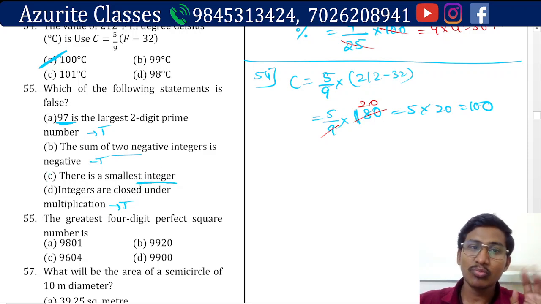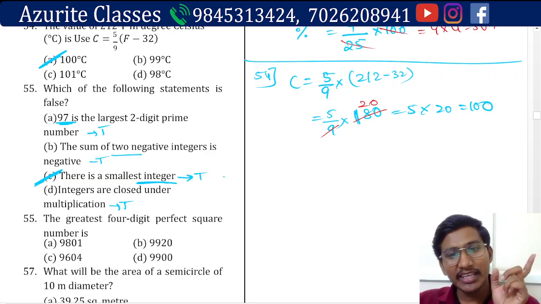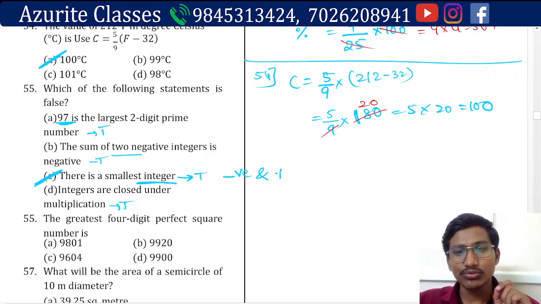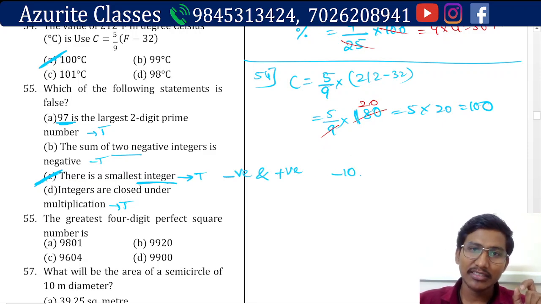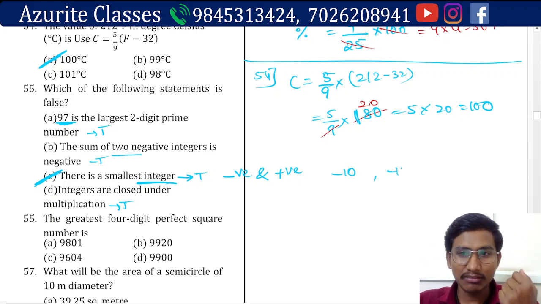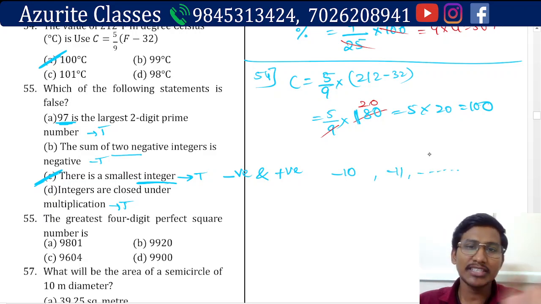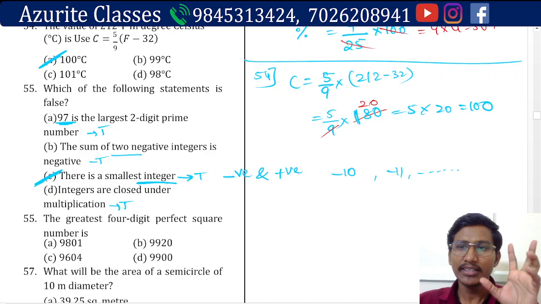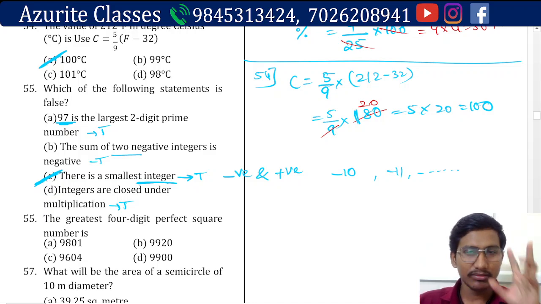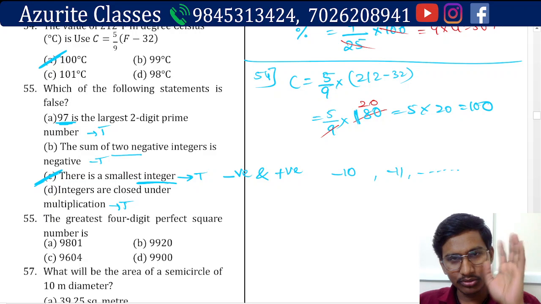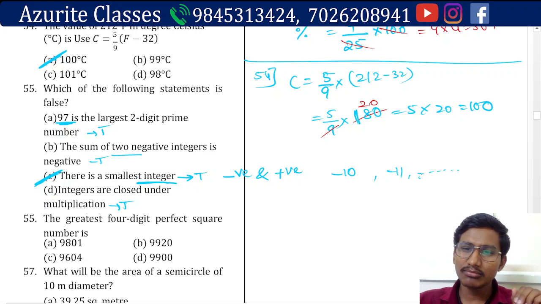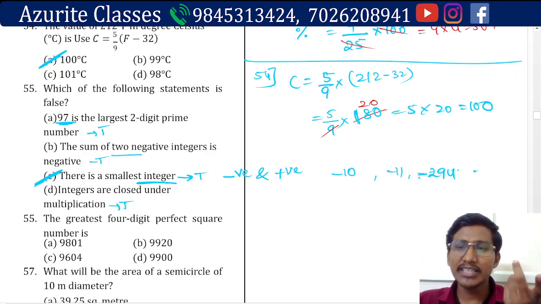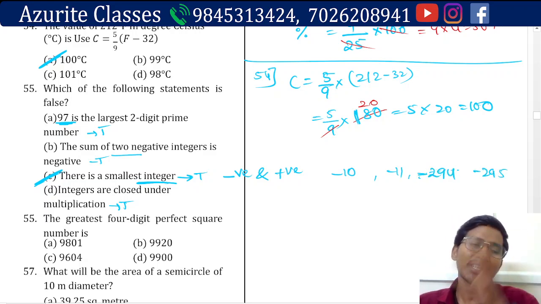No, there is no smallest integer. That is false, because integers include negative and positive numbers. Negative means smaller and smaller numbers. We can write minus 10, smaller than that is minus 11, and we can go on writing. We cannot write a smallest integer. After minus 11 we can write minus 12. If you write minus 294, below that minus 295 also can be written. So it will be smaller and smaller.